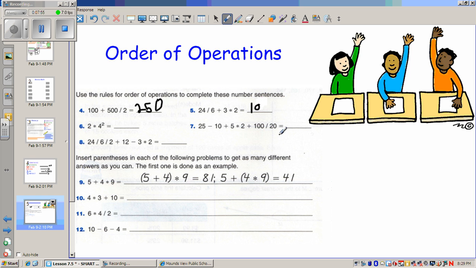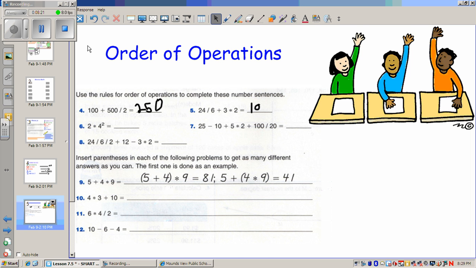All right, so it says insert parentheses in each of the following problems to get as many different answers as you can. The first one is done as an example. All I want you to do, folks, is just to insert them one time to make it a number sentence. I don't care how you do it, but just insert them to make a number sentence. Okay, so let's review. Let's go back and see what you need to do for order of operations.